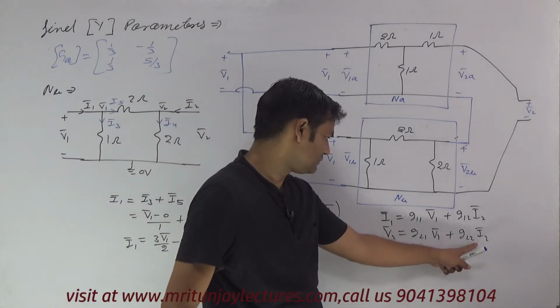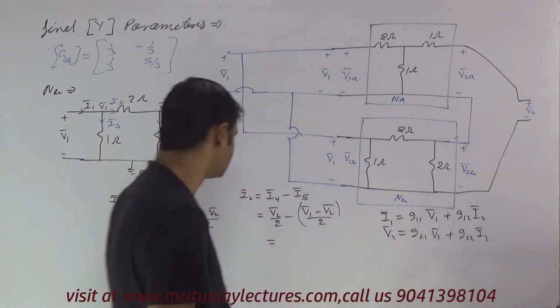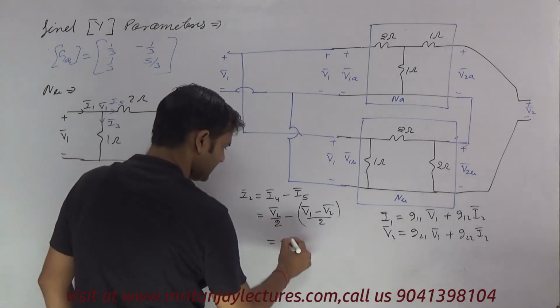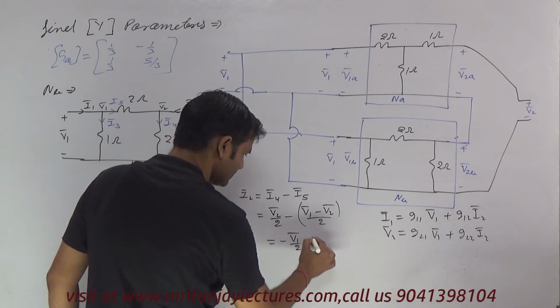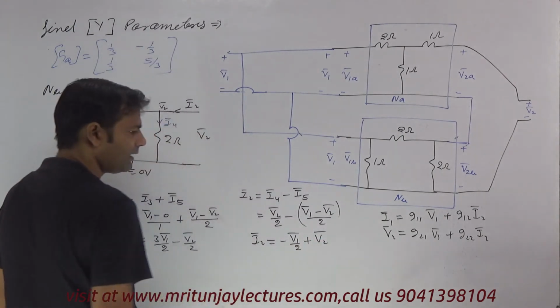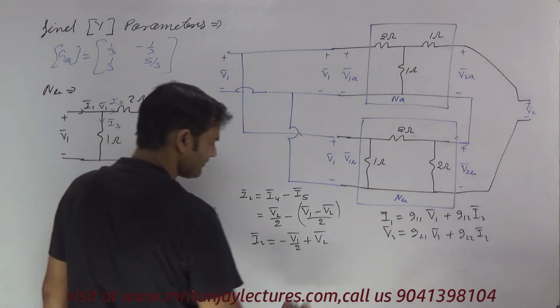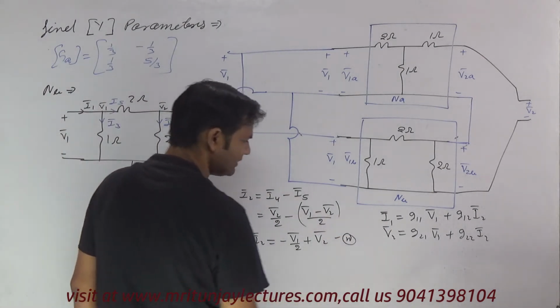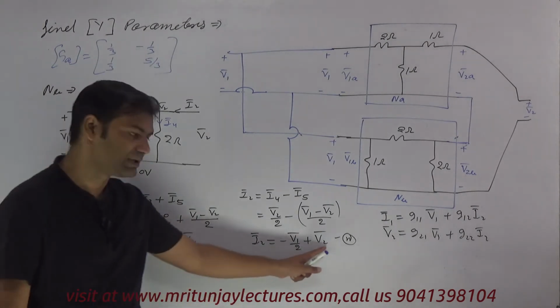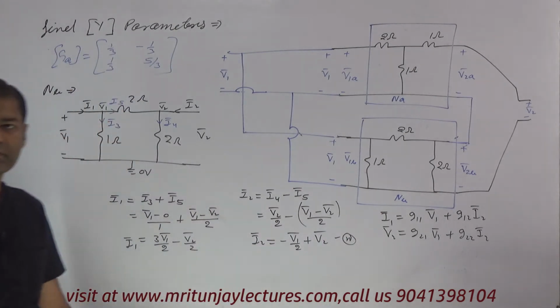We got I2 in terms of V1 and V2: minus V1 by 2 plus V2. Very simple, that is I2. That is equation number whatever, equation number 2, 3, 4. I2 is written as minus V1 by 2 plus V2.